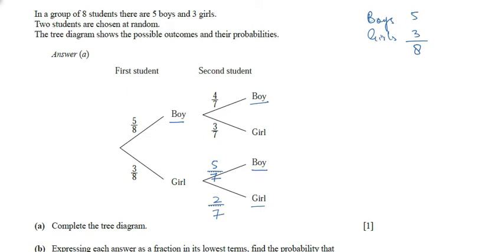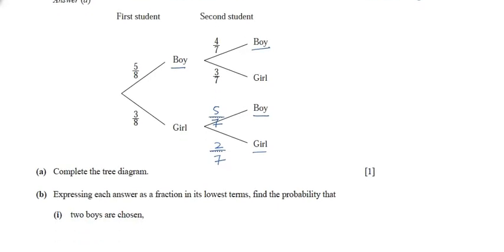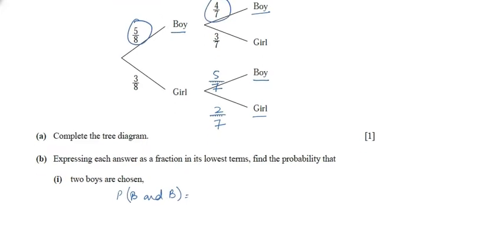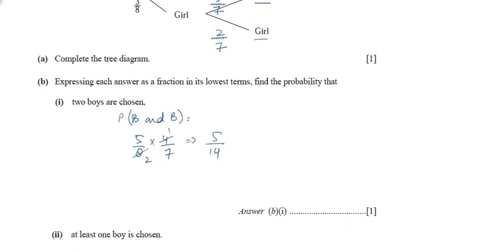Now according to the next part, they are saying express each answer as a fraction in its lowest term. Find the probability that 2 boys are chosen. So it means the probability of boy and boy. The probability of the first boy is 5 upon 8 and the probability of the second boy is 4 upon 7. Now if we simplify this, 4 times 2 is 8, and it is 5 upon 14. So the answer of this part is 5 upon 14.